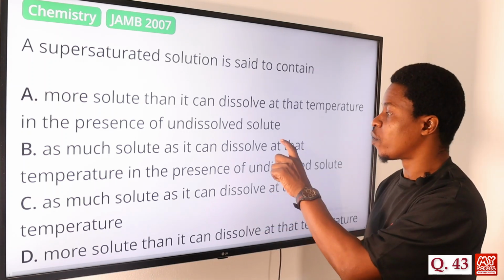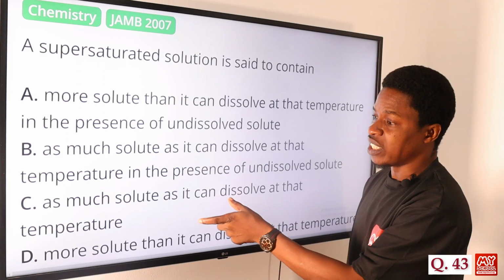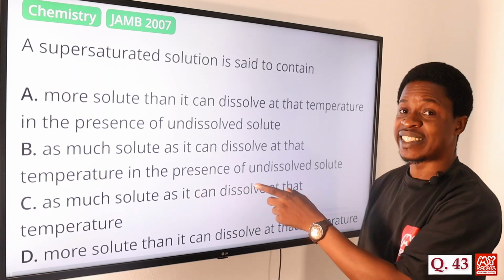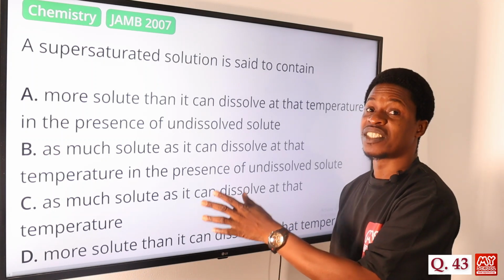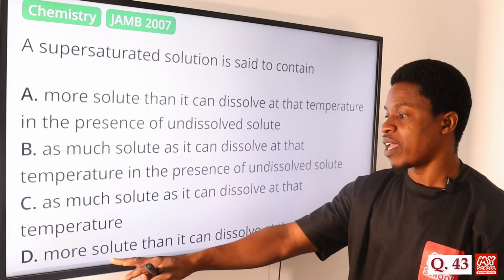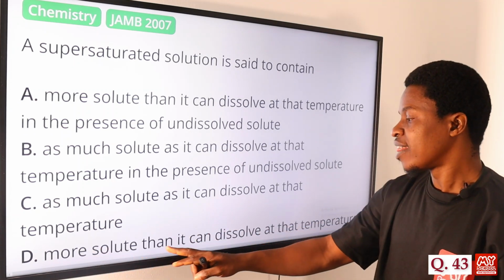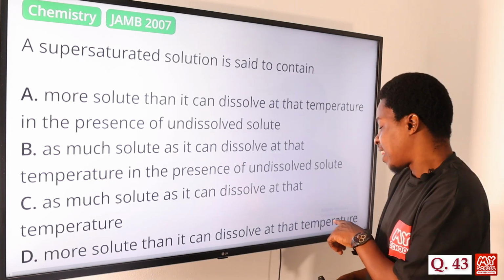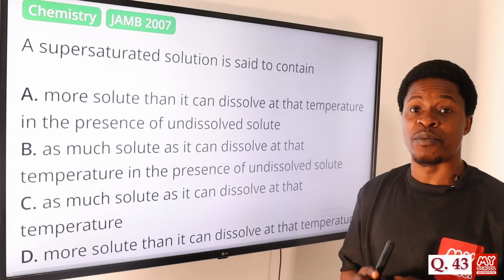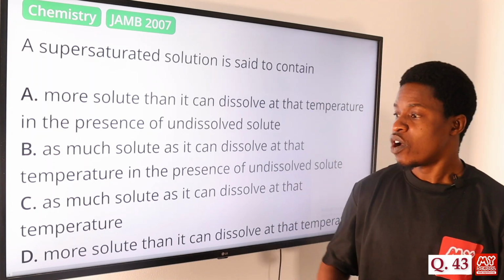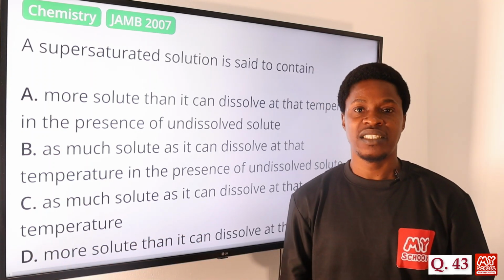So we say this one is unsaturated. But for this, we have as much solute as it can dissolve at that temperature. So of course, it is a saturated solution. But for this, it has more solute than it can dissolve at that temperature, especially when it's at its equilibrium. We say this is a supersaturated solution. So option D is the correct answer.